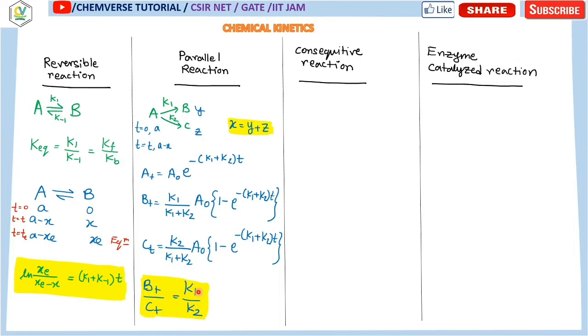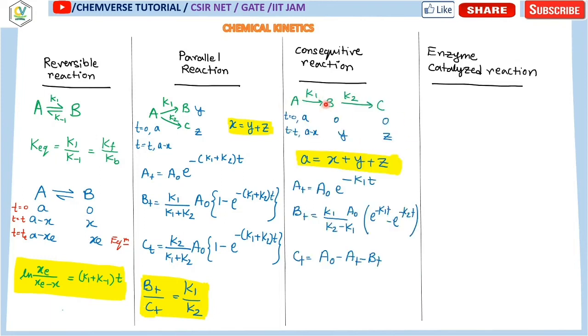Now for the consecutive reaction, that means from A to B, B to C, this is the expression. So at time t equals to 0, initially the concentration of A was small a, then after time t it will be a minus x, and it will be y and z for B and C. So overall a is nothing but x plus y plus z. The application of these formulas we will discuss in the NAT type of question and MCQ solving, so you will find the application of these formulas over there. So this is the expression for the concentration of A at time t, B at time t and C at time t.